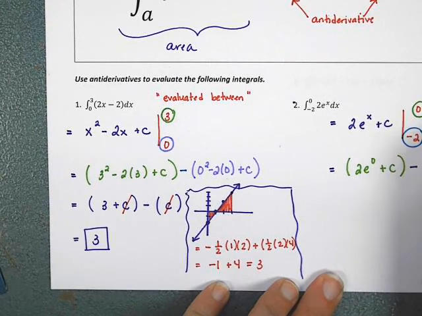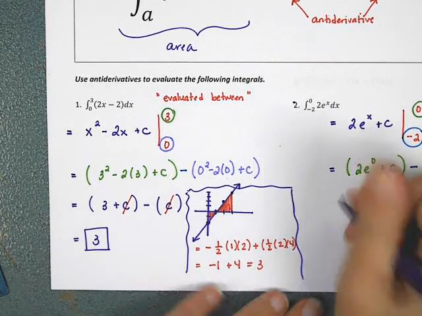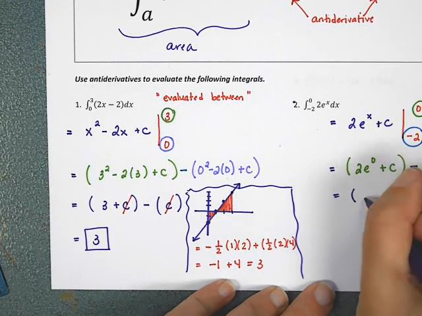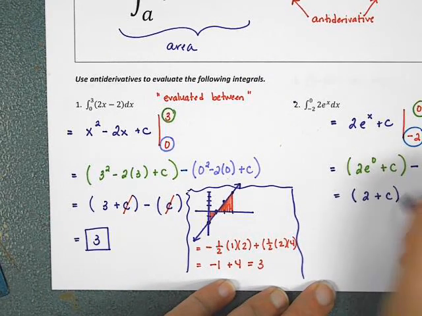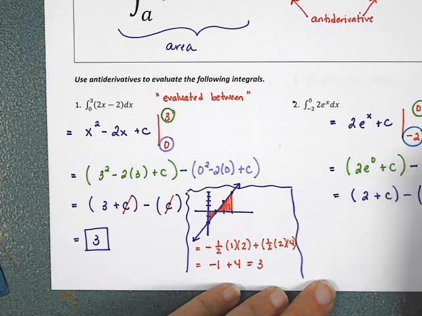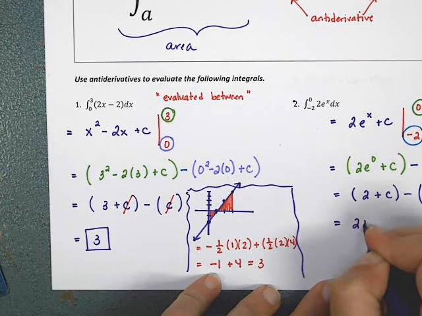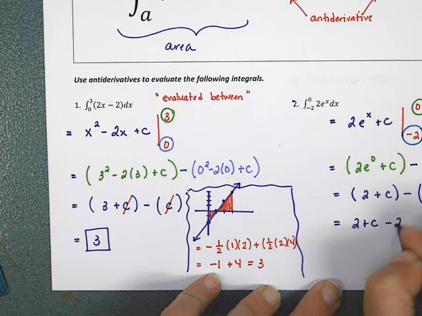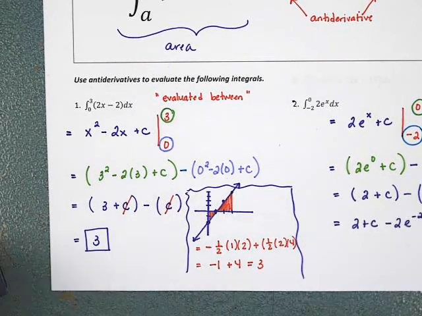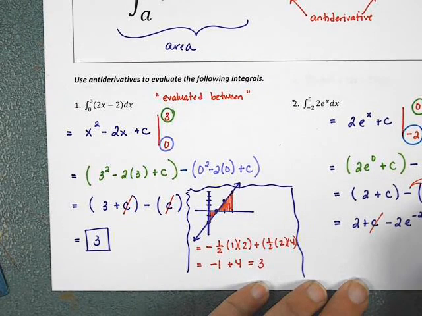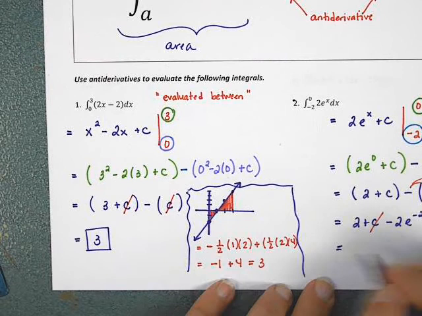So we're going to have 2e to the -2 plus c. And now we're going to simplify. Now 2 times e to the 0, well, e to the 0 is just 1. So it's going to be 2 plus c minus 2e to the -2 doesn't simplify, plus c. I'm going to go ahead and distribute that negative. So I'm going to have 2 plus c minus 2e to the -2 minus c. I just distributed the negative, which means the c's cancel, and we end up with 2.